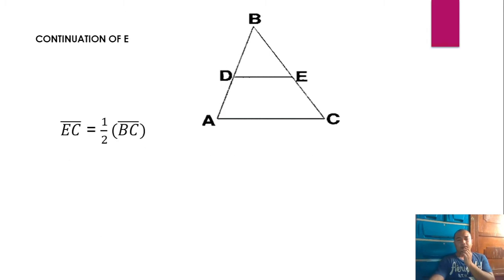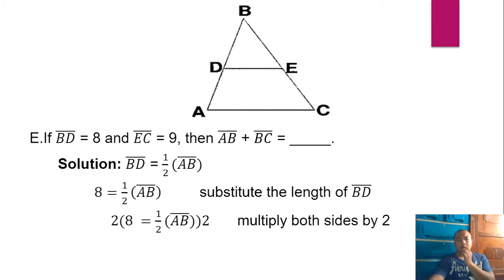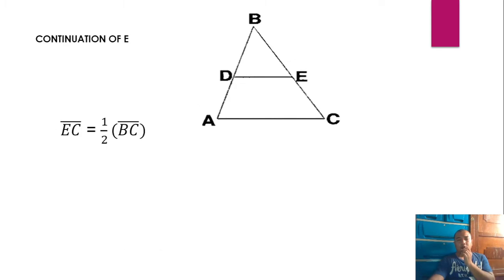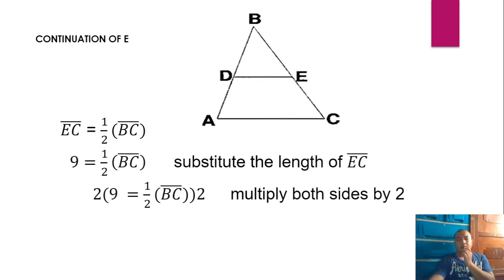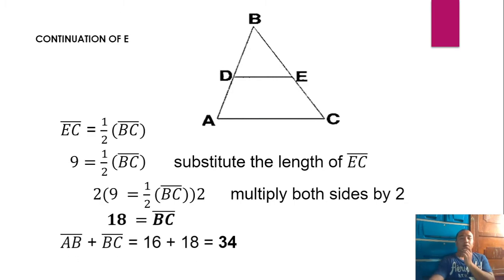Yan. So AB is 16, diba? AB is 16 because BD is 8. 8 plus 8, 16. Continuation. If EC is 9, what is the length of BC? It is also 18. So what is 18 plus 16? 34. 34 units is the sum of segments AB and BC.